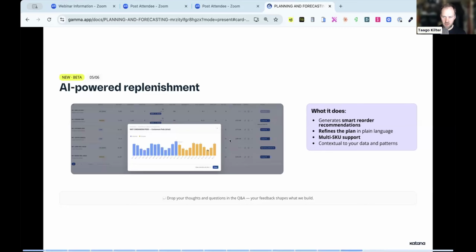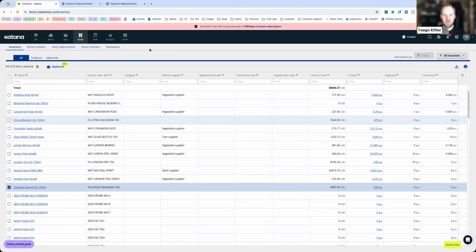And I would take over sharing from here to show you what I mean with that. So I hope my screen share now works. And with AI replenishment, you do have currently one access point to it in Katana, and it is in the stock view. And you have the option to analyze a single SKU or single item variant at a time, and you have the option to analyze actually multiple item variants at a time.